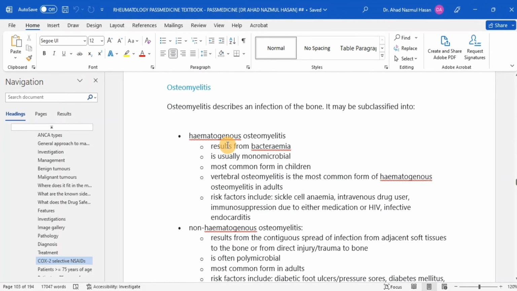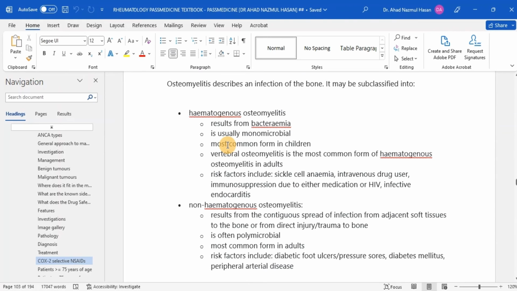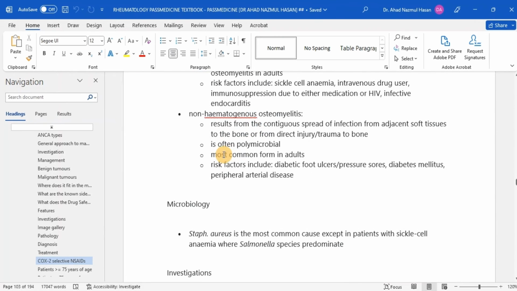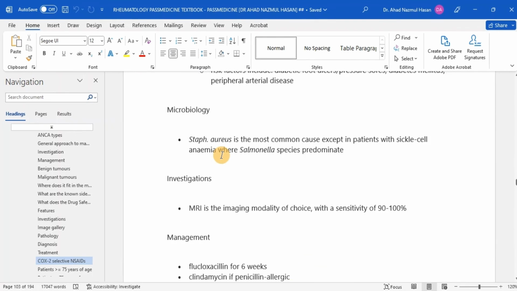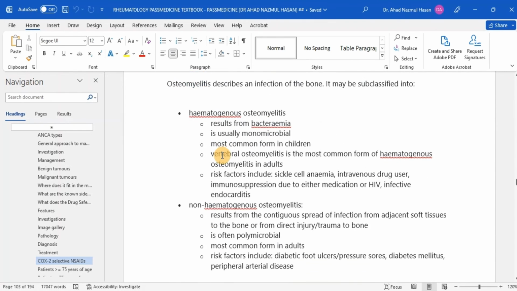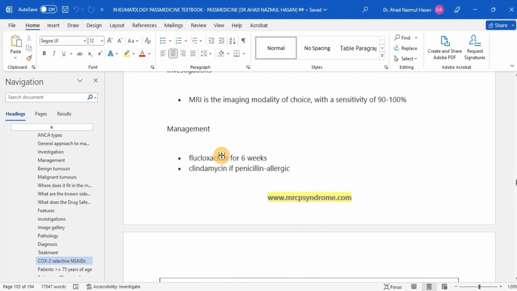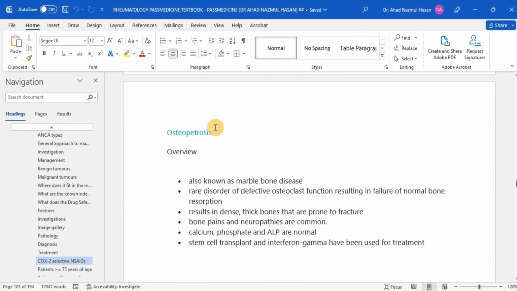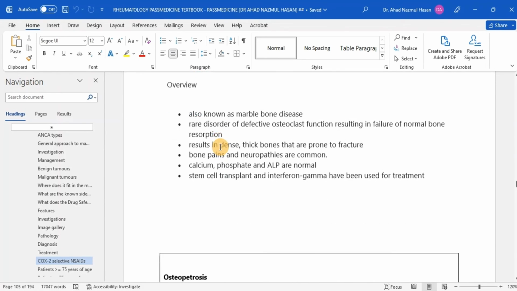Osteomyelitis. What is the commonest organism for osteomyelitis? Staph aureus. And if the patient has underlying sickle cell disease, salmonella infection. And MRI is the investigation of choice. First line is usually the high dose IV flucloxacillin. Osteopetrosis, also known as marble bone disease, all the laboratory findings would be normal. Normal calcium, normal phosphate, normal ALP, normal parathyroid level.